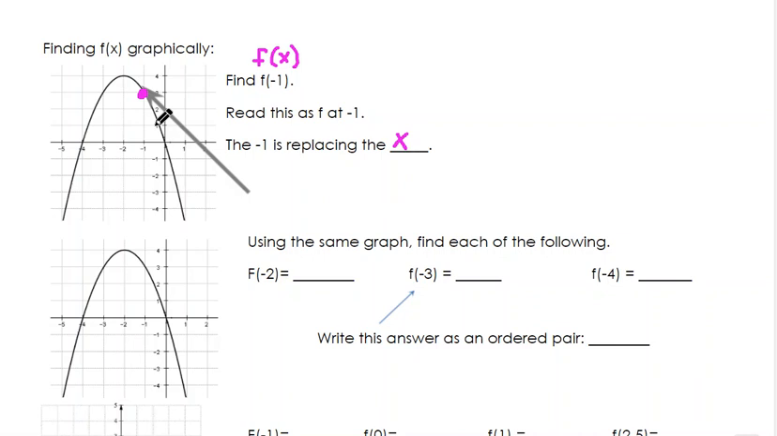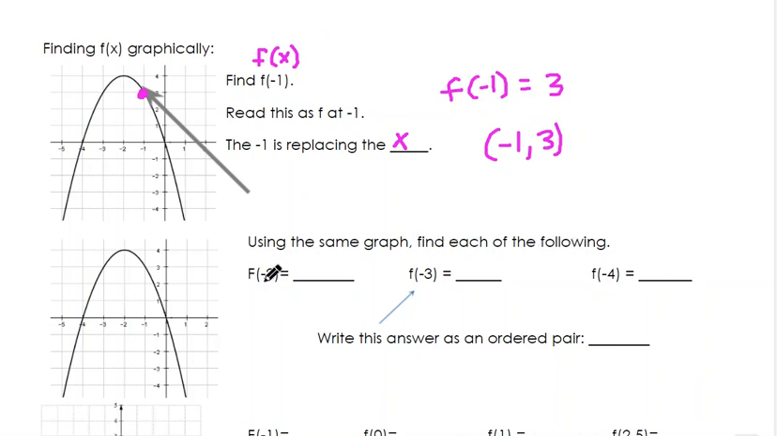All right. So what is my y value there? Well, f at negative 1 equals 3, because that is my y value. Another way you could see this is an ordered pair. It could be negative 1, because that's my x value, and my y value is 3. Okay? Using the same graph, find the following.